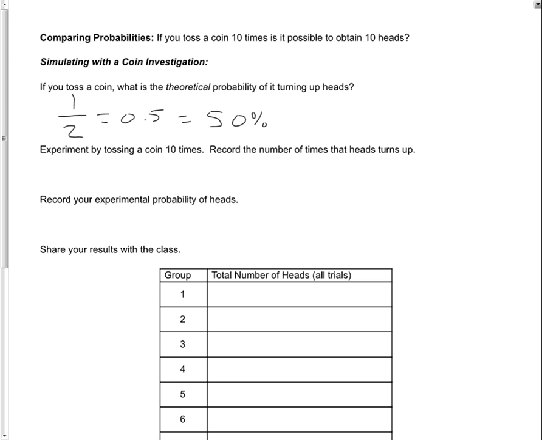So let's experiment. Let's toss a coin 10 times in the air, and we'll record the number of times that heads turns up. So let's say I'm going to toss my coin, and I'm going to actually do it experimentally. When I do it, I only get heads 4 times. So 4 out of the 10 times I end up with heads. That means that in my experiment, I only had a 40% chance of getting heads. So I'm going to record my experimental probabilities and share the results with the class.